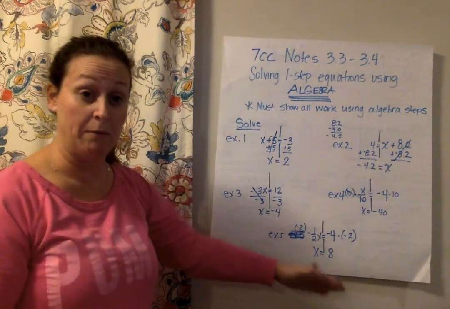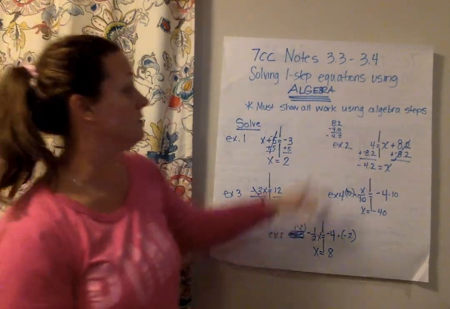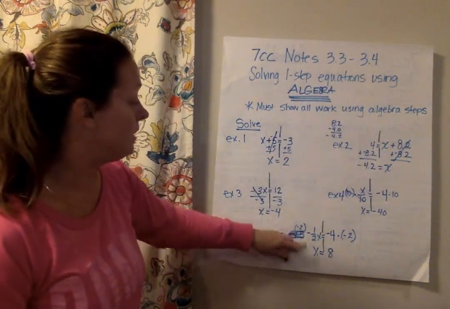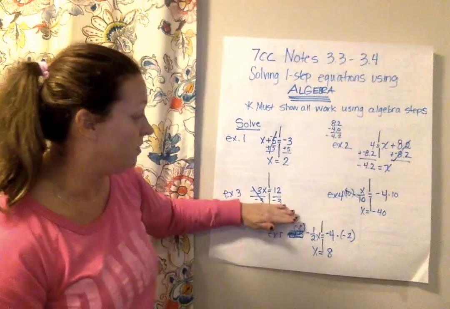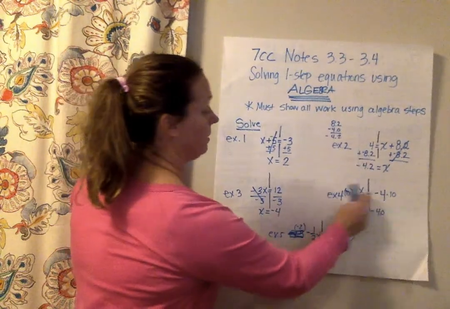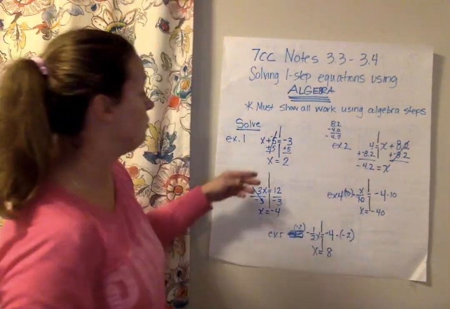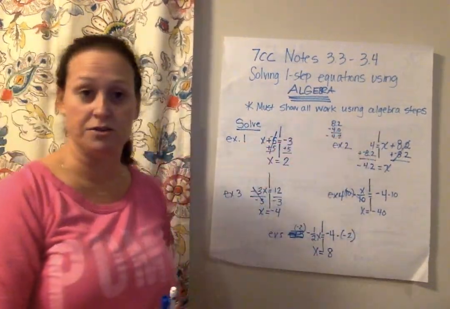Please make sure your paper looks identical to my paper, except for the couple scribbles. Make sure that when you're dividing, it's underneath. Make sure when it's multiplying, it's next to. And make sure when you're adding and subtracting, it's underneath.